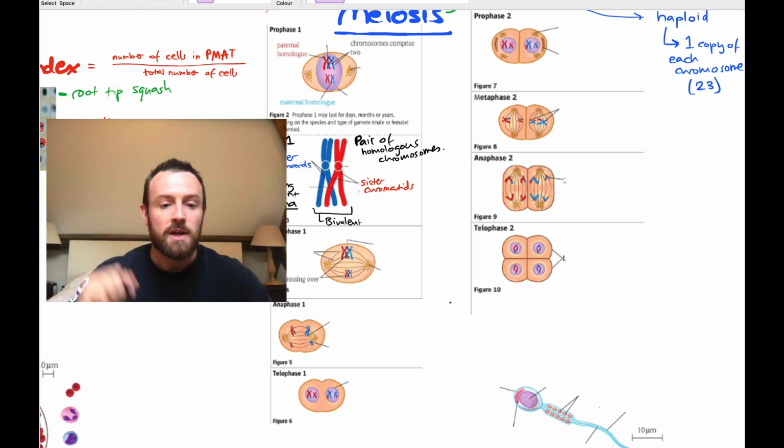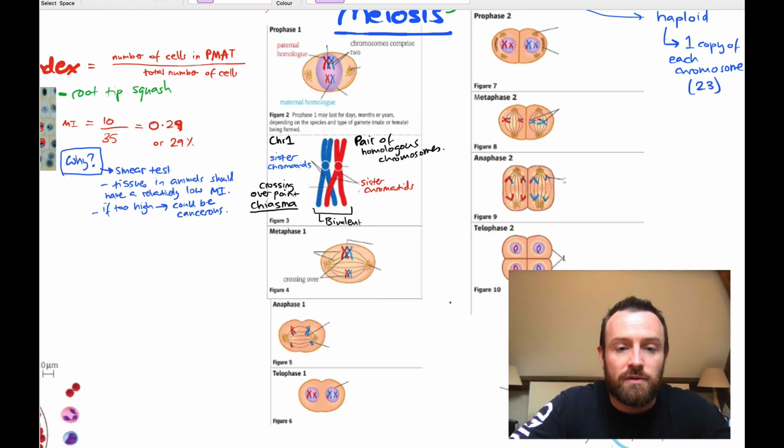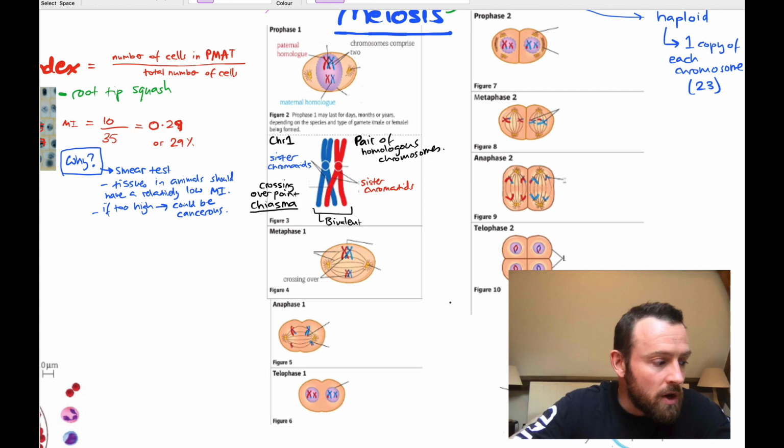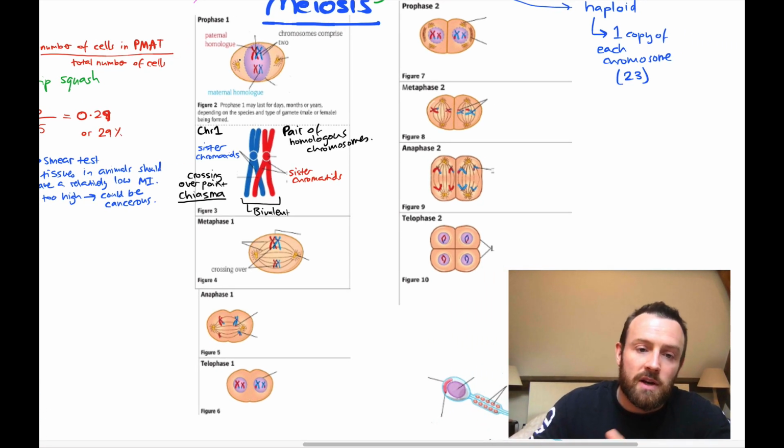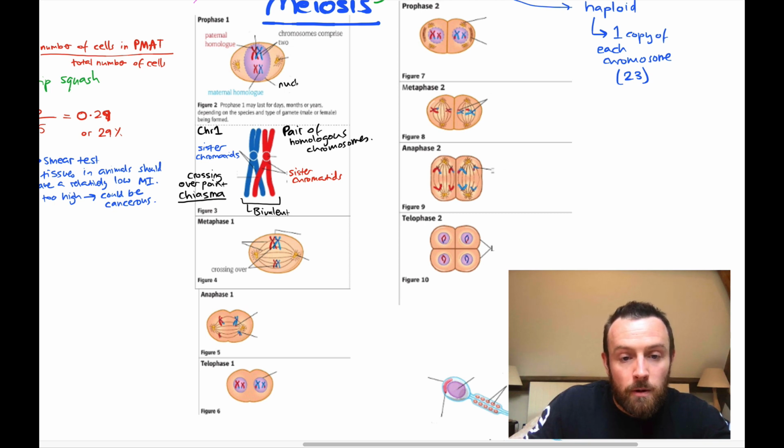Okay, so let's move on. Oh, sorry, I should also say that in prophase 1, just like in mitosis, the nuclear envelope is breaking down. We've got all the sort of things that happen in mitosis in prophase 1.